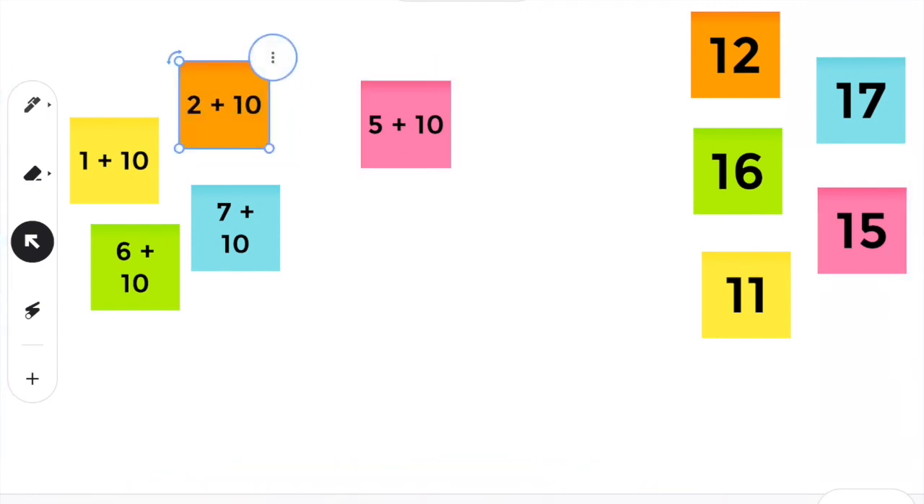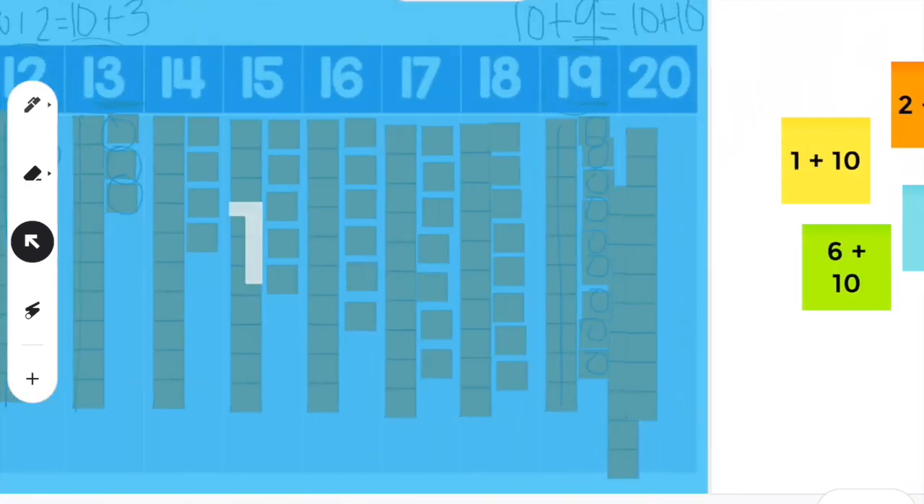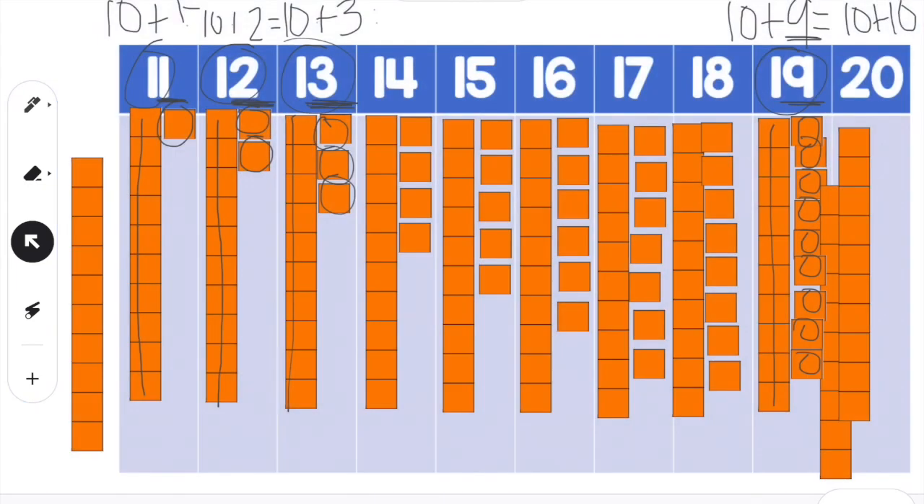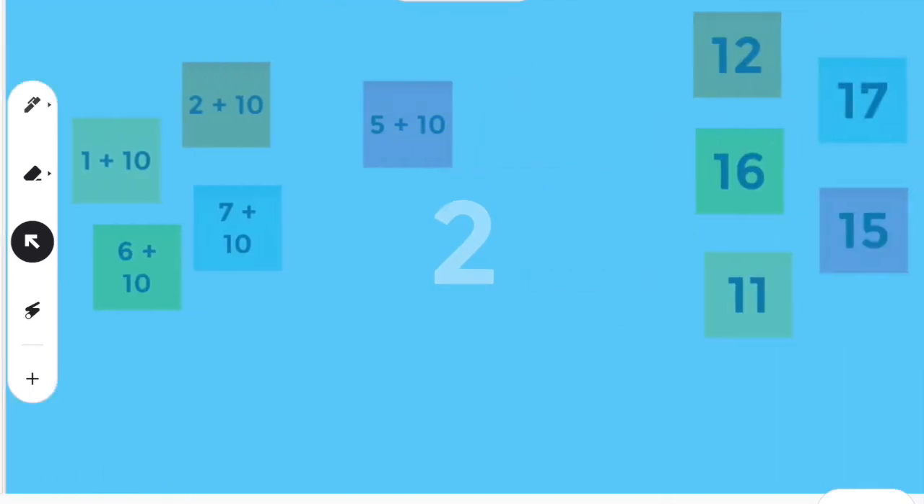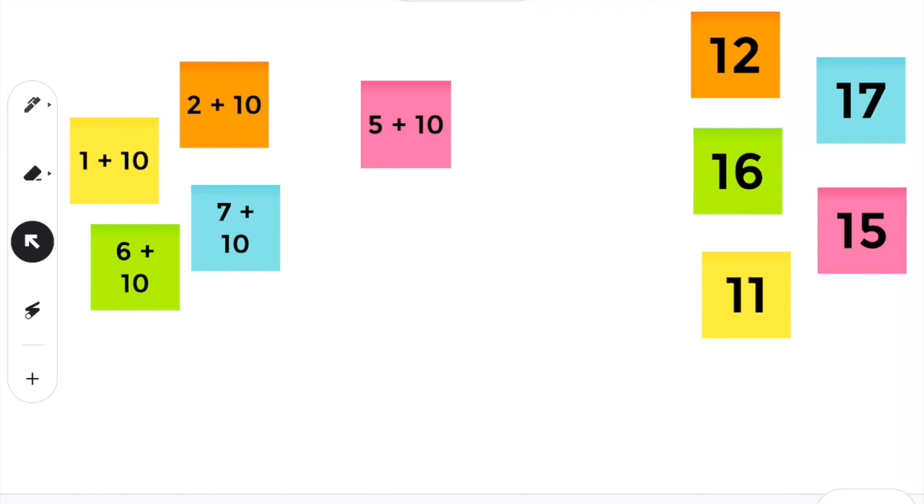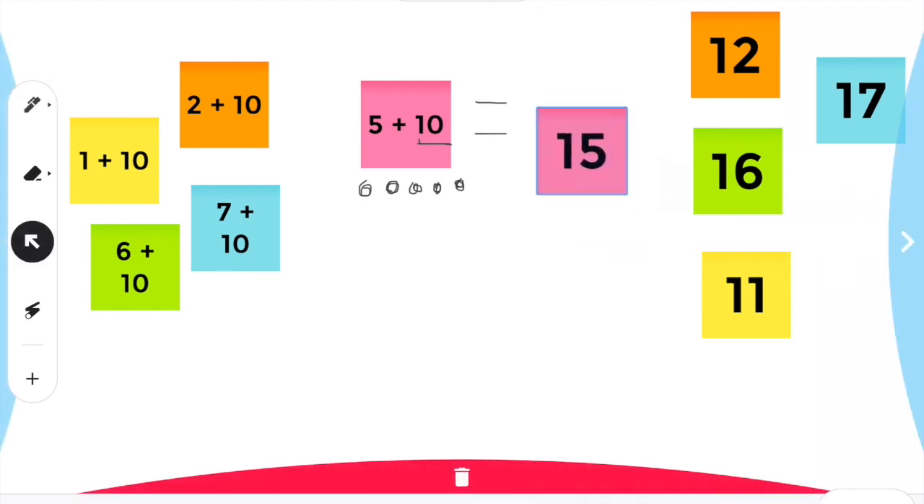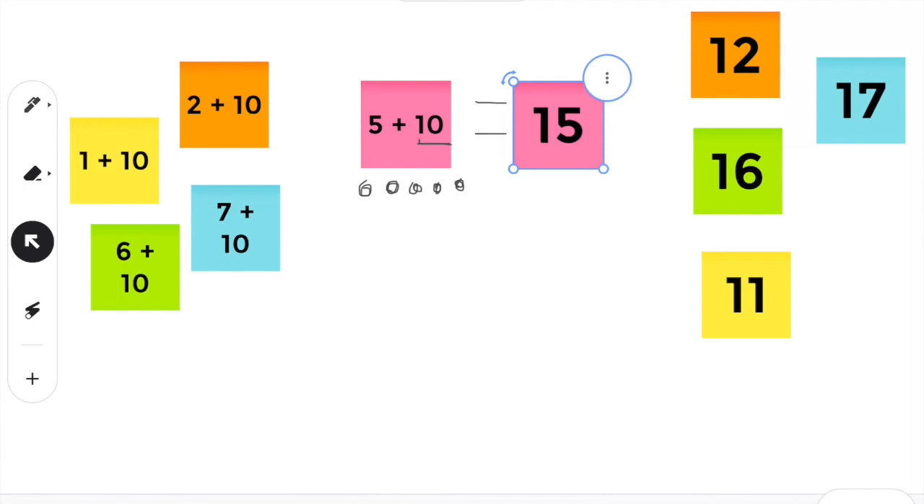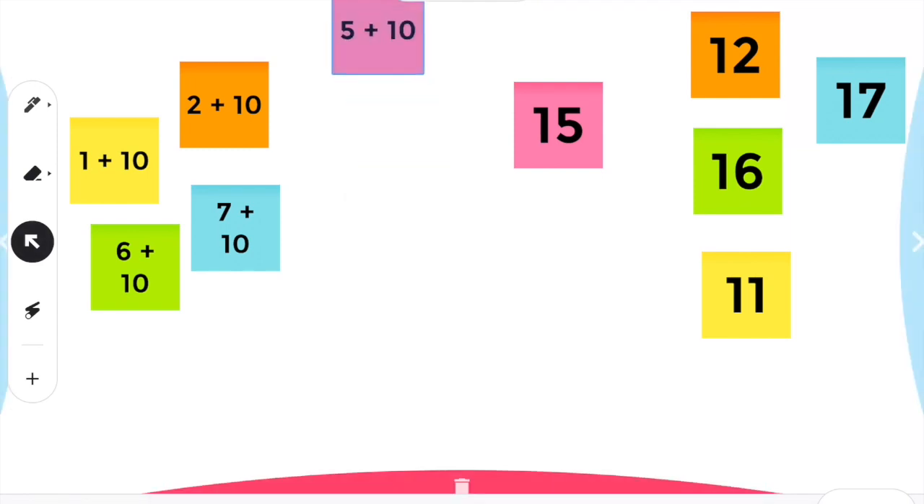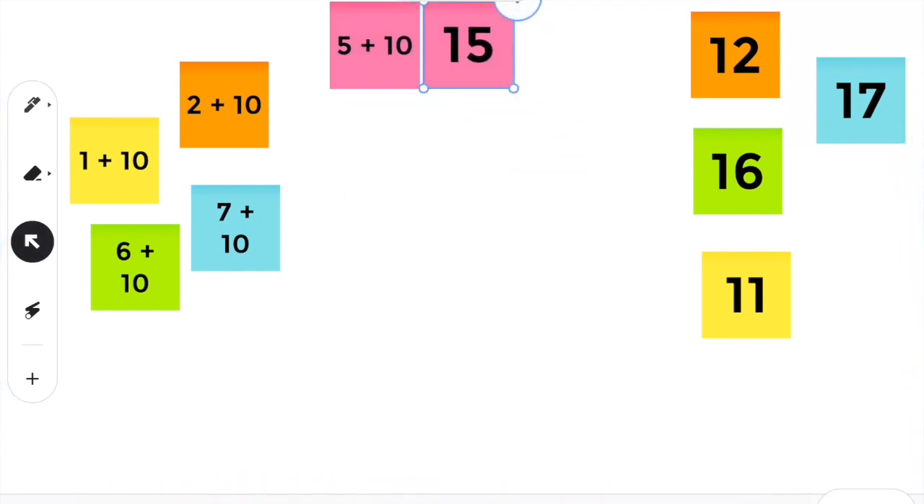5 plus 10. If we go back one, remember we were talking about 10 plus a number equals a teen number. So 5 plus 10 makes what teen number do you think? I can start by counting 10 and then adding 5 more. So 10, 11, 12, 13, 14, 15. Awesome job. 5 plus 10 equals 15. Great job, kindergartners. I'm going to stack these on top of each other right there. Perfect. Let's try another one.